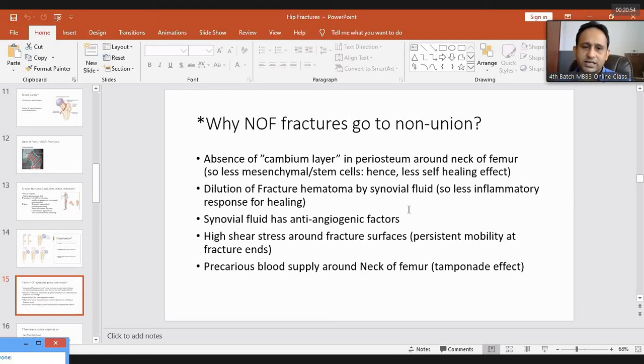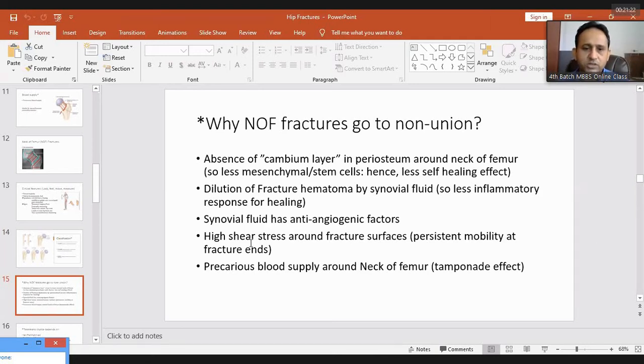As I said, there is high shear stress. Shearing force is like when one force is trying to translate over another. Because the bone is directed like that, in weight transmission there is a high amount of shear stress occurring around the fracture site. When you have shear stress, there is persistent mobility at the fracture end, so no healing.